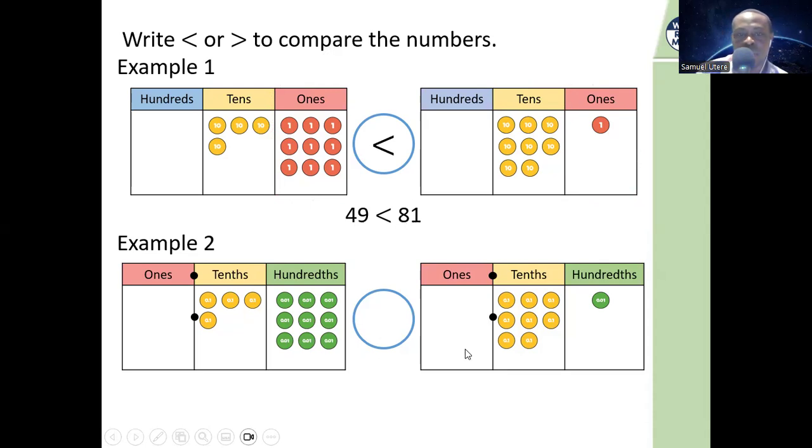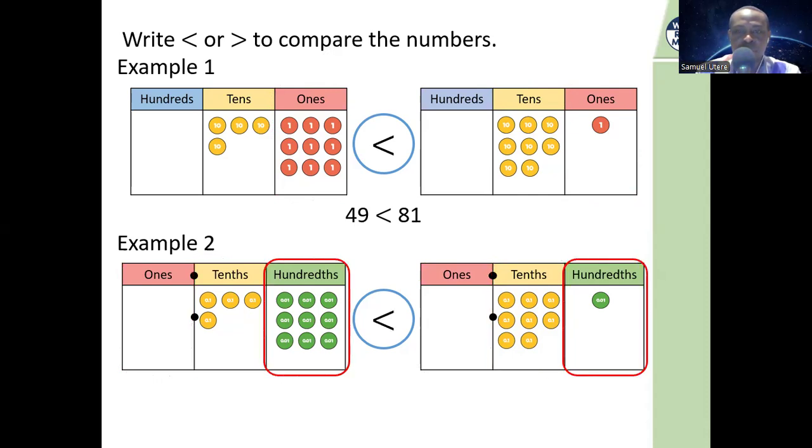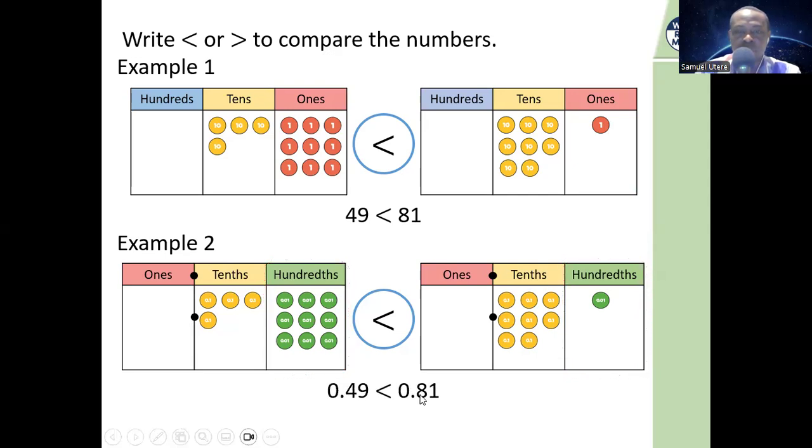Okay, we move on to this. Looking at the ones, there is no number there. So we can move on to the next highest place value, which is tenths. Now we can see that we don't have to compare the hundreds. It's sufficient to compare using the highest place value. So we can see that this is 0.81 when we write it in figures, and that's 0.49. So this is clearly greater than that, or this number is less than this number.